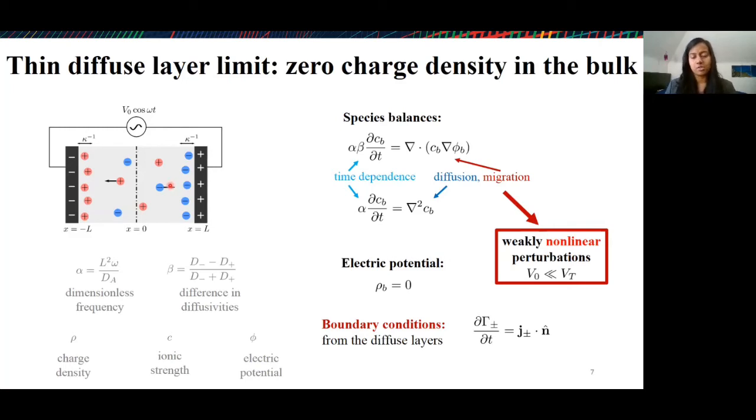Now, without going into too much more detail, I want to start talking about some of our main results. The main result we have is the analytical description of the electric field.